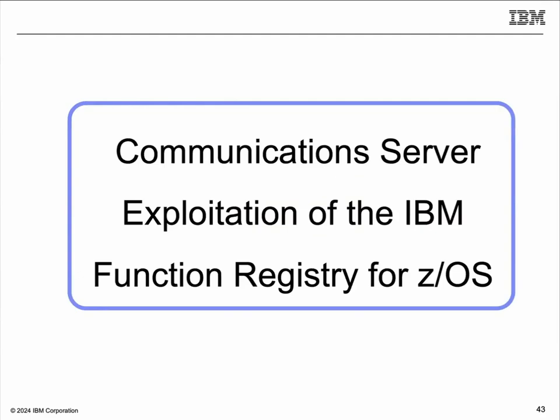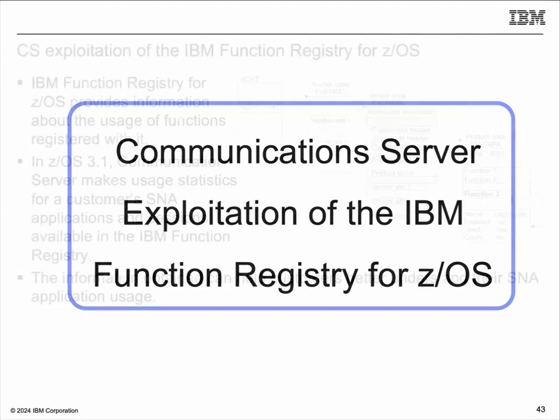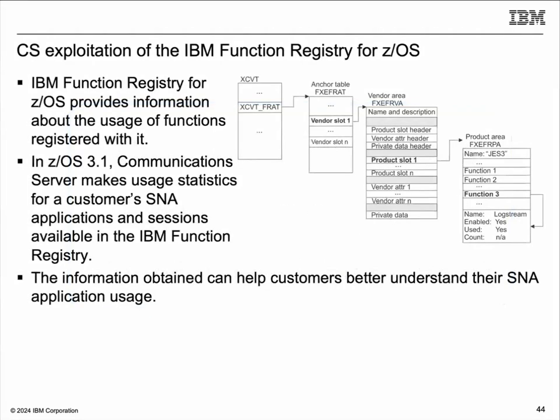Okay, so the next topic we have is Communications Server exploitation of the IBM Function Registry for z/OS. So a lot of words there. What does it mean? Well, back in z/OS V2R3, z/OS shipped something called the IBM Function Registry for z/OS, which gave us a way, as either elements in z/OS or even vendor products, to store functional usage information in a common place. That place being the function registry.